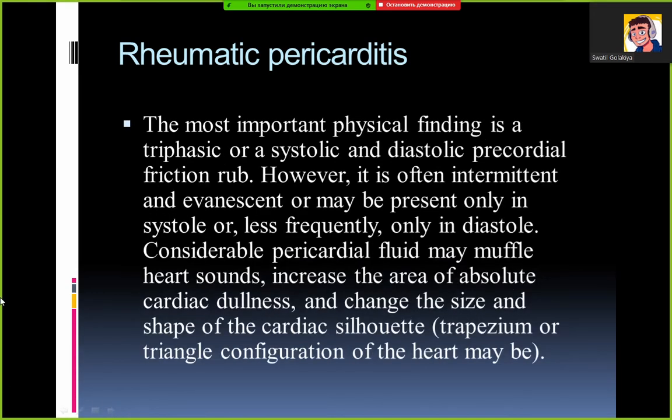The most important physical finding is a triphasic, systolic and diastolic precordial friction rub. However, it is often intermittent and may be present only in systole or less frequently only in diastole. Considerable pericardial fluid may muffle heart sounds, increase the area of absolute cardiac dullness, and change the size and shape of the cardiac dullness. It will have trapezium shape.